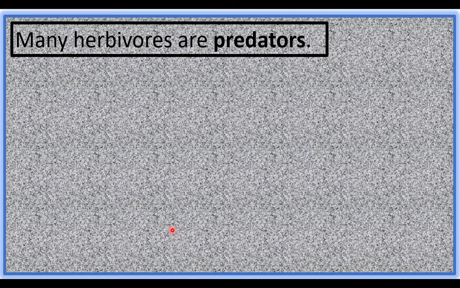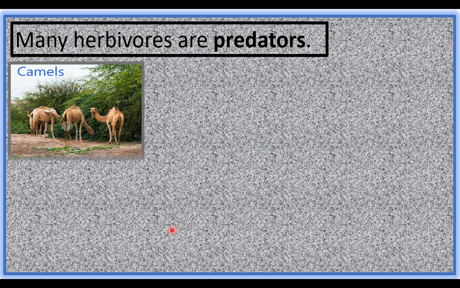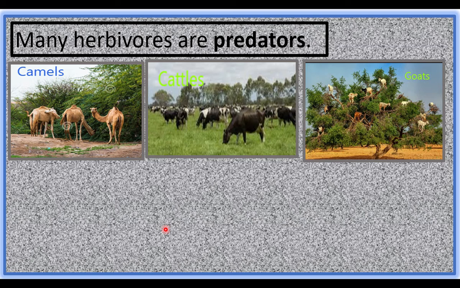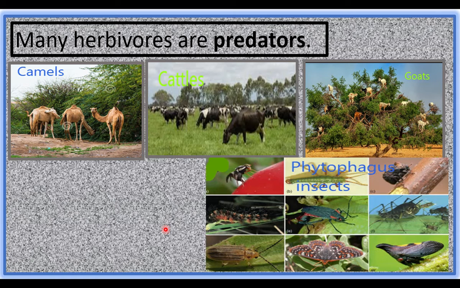Many herbivores are predators: camels, cattle, goats. At least 25% of insects are phytophagous insects. They eat the leaves, suck the sap, or damage many parts of the plants. So these herbivores and insects are predators. They affect the vegetation in a particular area.